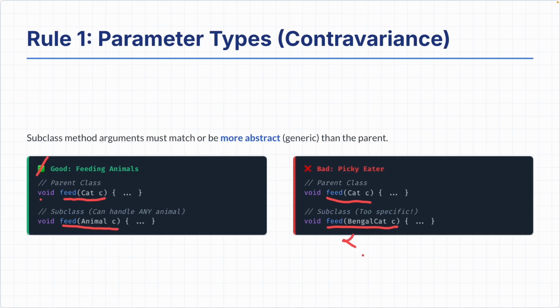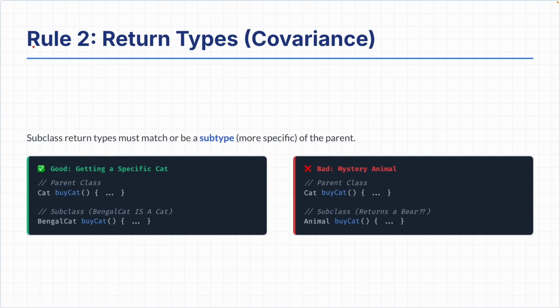That's why, when it comes to method parameters, a subclass should never use a more specific subtype than the one defined in the parent class. It should either use the same type or a more abstract one. So yeah, let's move forward with rule number 2.